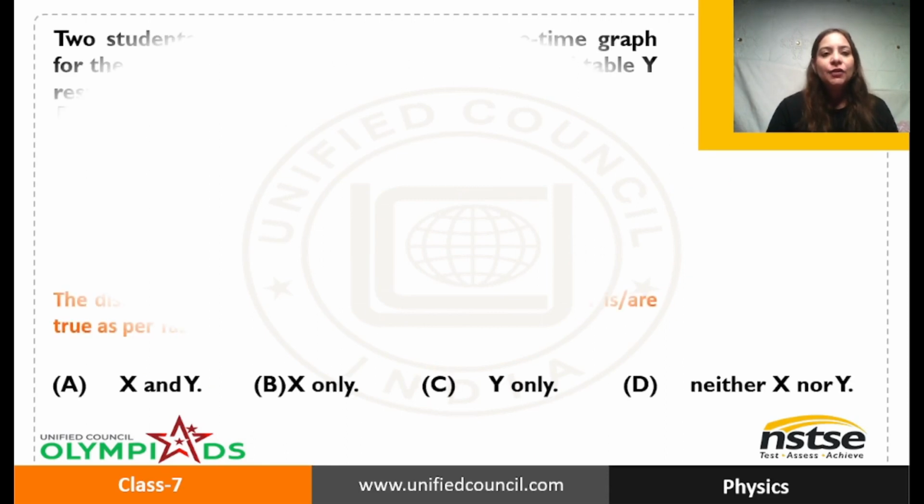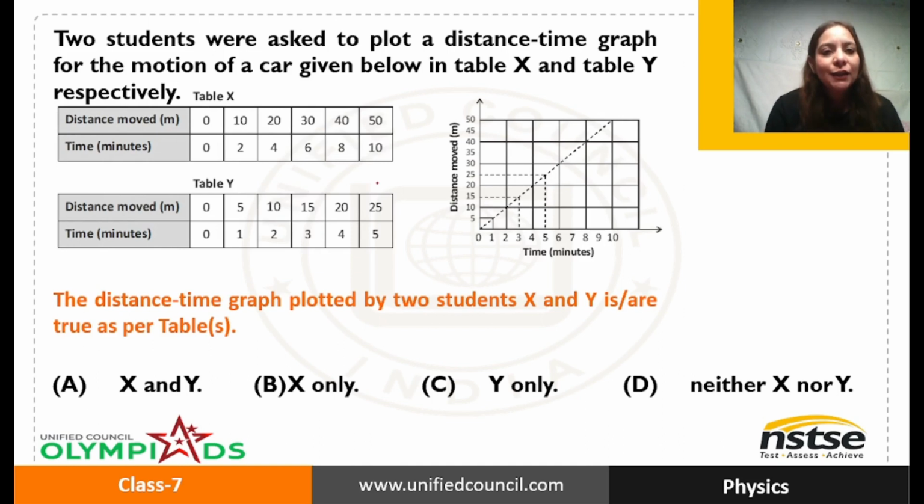Okay, another question says, two students were asked to plot a distance time graph for the motion of a car. The distance time graph for the motion of the car is given below in tables X and Y. So you have tables X and Y, the data is given, and we need to plot a graph in response to this data.